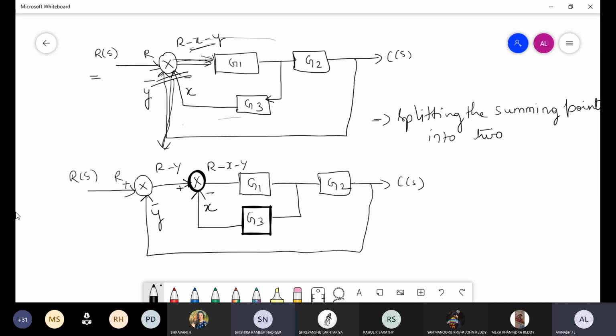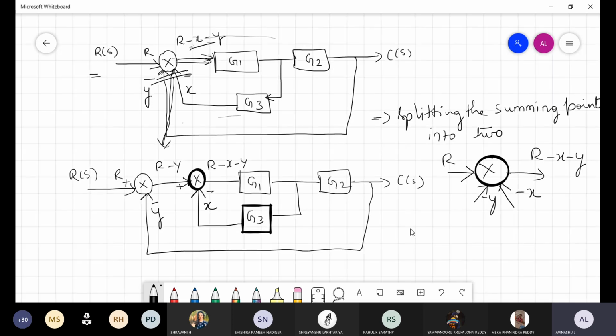Sir, but how, sir? We splitted it, sir. How we split it? See, one summing point is having the value what? Okay, I'll write it here. So what is the output here? R minus X minus Y. So here two signals are coming. So what is minus X and minus Y is coming. So here is what? R. So this is the status.